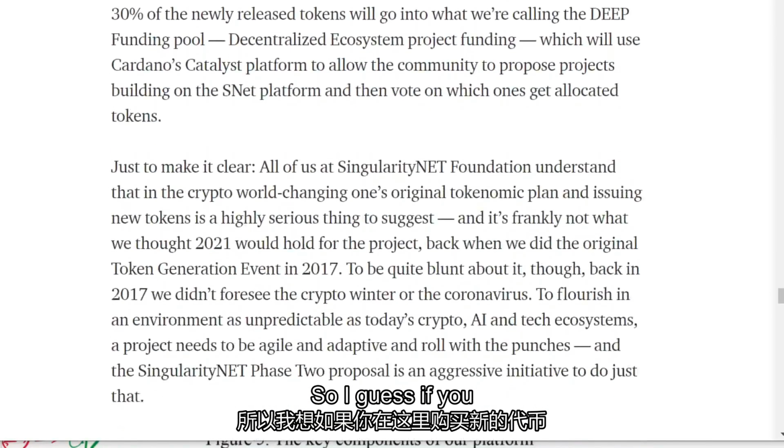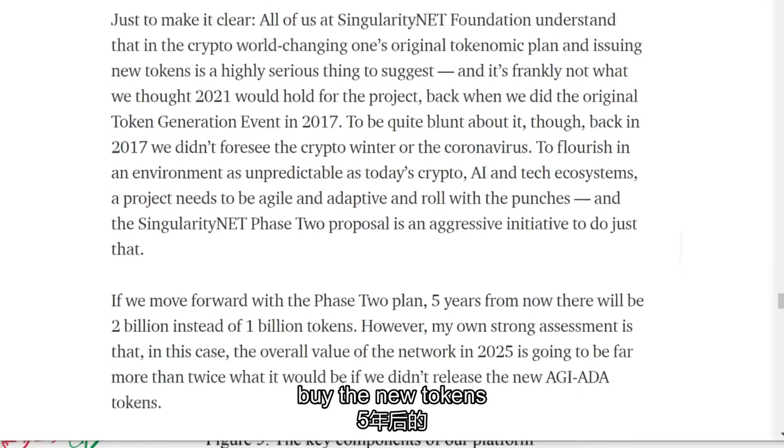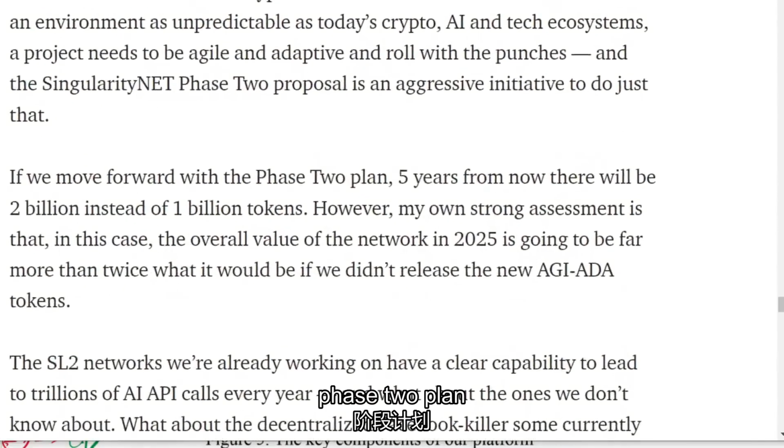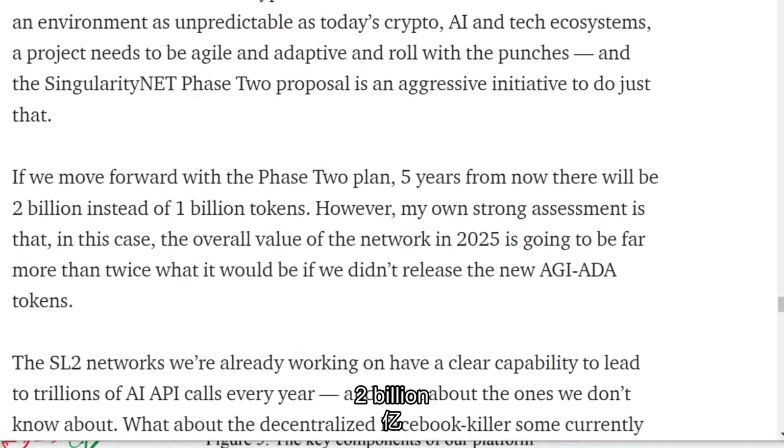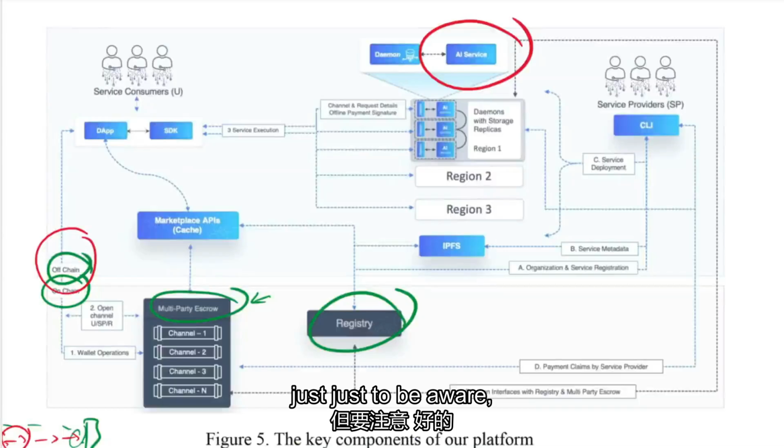And they project that the network is going to be used a lot more than double now. So I guess if you buy the new tokens here, Phase 2 plan: 5 years from now, there will be 2 billion instead of 1 billion tokens. "My strong assessment is that in this case, the overall value of the network in 2025 is going to be far more than twice what it would be if we didn't release the new token." So they need money, they inflate the currency. It's government. I guess it's valid, but just to be aware.